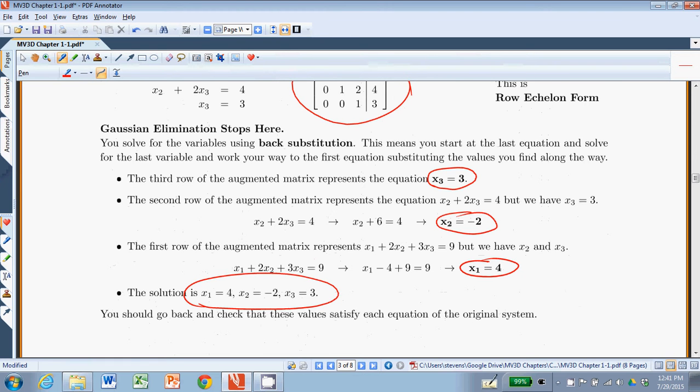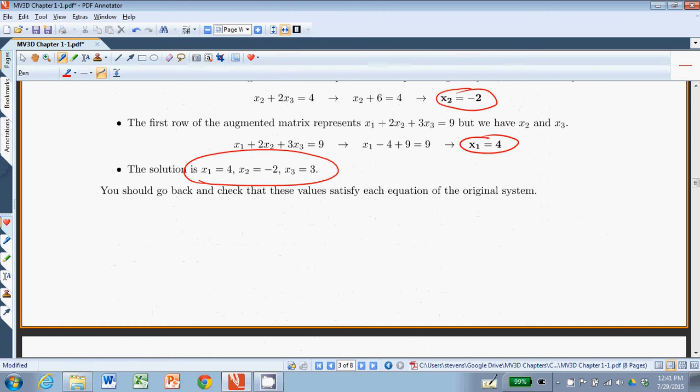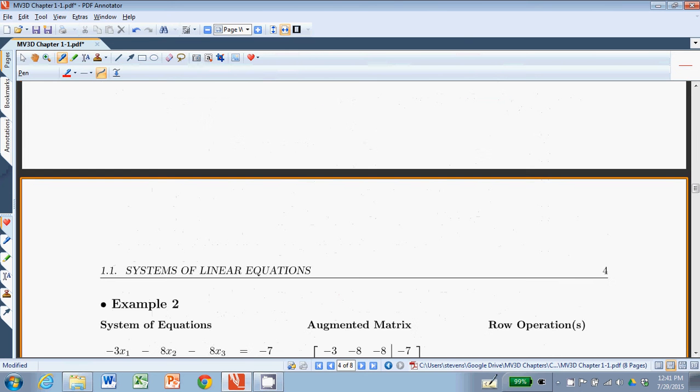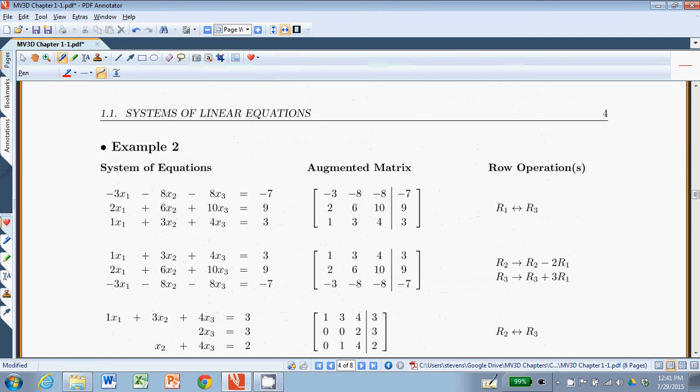satisfied all three equations. So we're going to do another, similar example, just to demonstrate some more row operations. So suppose we have this system of equations. We're going to first write it in augmented matrix form. And remember, we're going for row echelon form, which means we have ones along the diagonal and zeros below that diagonal.